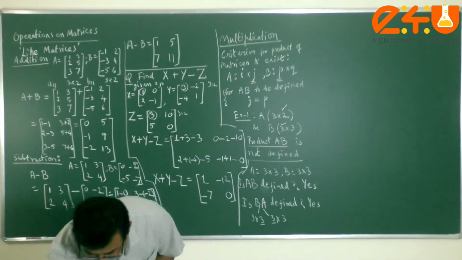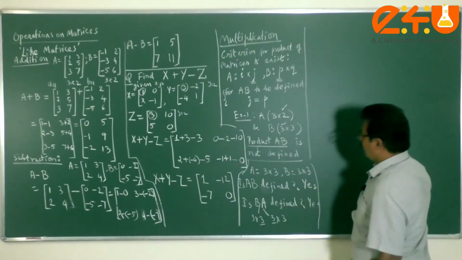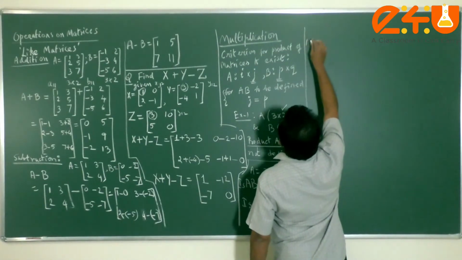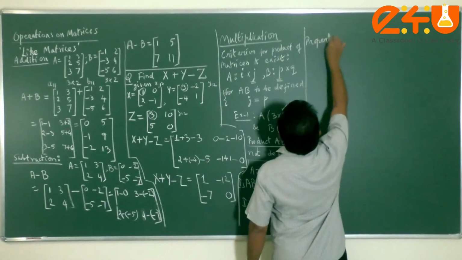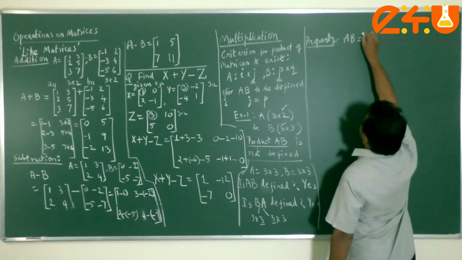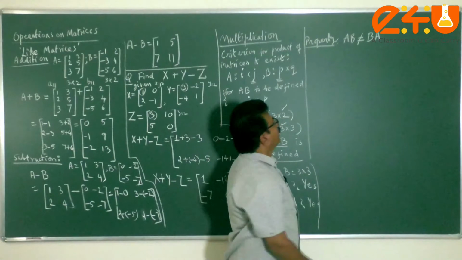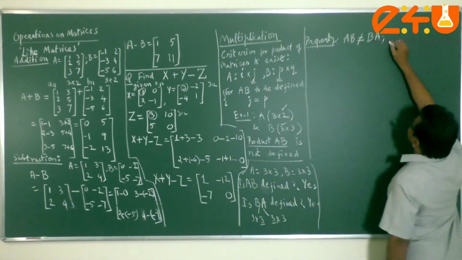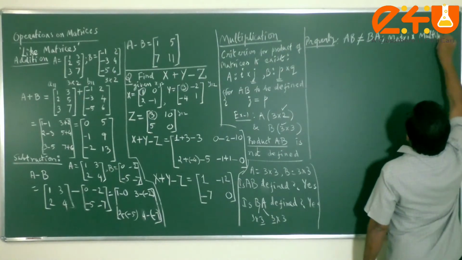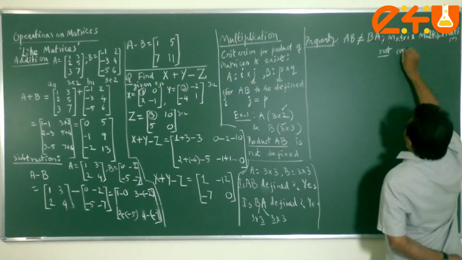And to add to the foundation concept, in this case BA and AB, we found both are defined. Both are defined. General property, please, the students can make note. The product AB for matrices is in general not equal to BA. In other words, we say the matrix product is not commutative, or matrix multiplication, you can make note, it is not commutative.